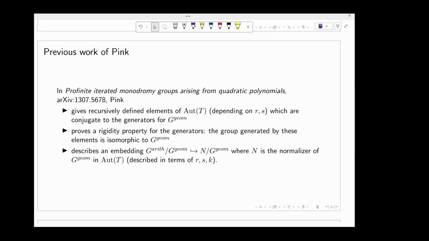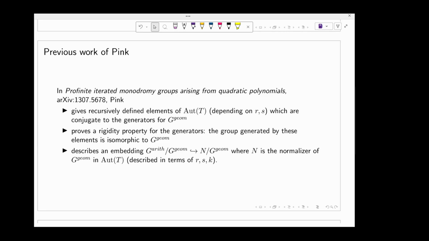He also proves a rigidity property for these generators, which kind of saves us in this case from the fact that they're only defined up to conjugation. So he proves that the group that is generated by these elements he defines is going to be isomorphic to the G-geom that we actually want to study. He also goes further and describes G-arith even more by describing that algebraic extension from the short exact sequence on an earlier slide.